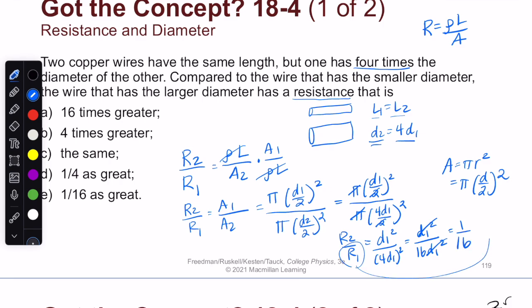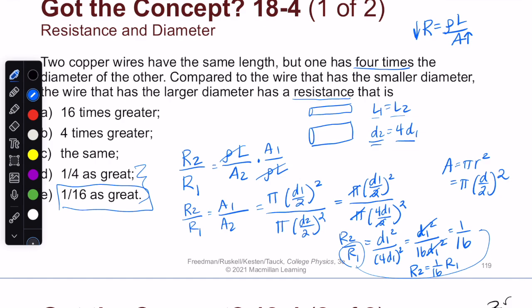So if I move this R1 over here to complete my sentence, R2 is 1/16 of R1. The resistance of the larger wire is 1/16 of the resistance of the smaller wire. Let's check if that makes sense. What are we changing here? We're increasing the cross-sectional area. Since cross-sectional area is in the denominator, we do expect R to decrease. So one of these two would be the correct answer, and going through this math shows us that the correct answer is 1 over 16 and not 1 over 4.